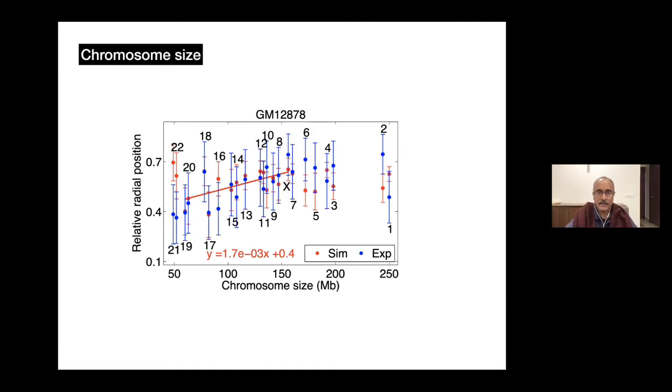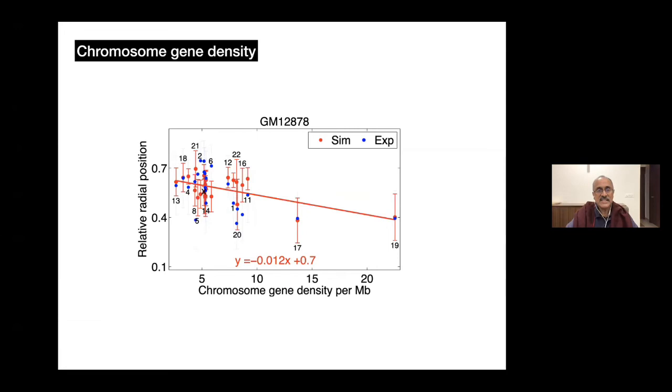Okay. Look at it now for the chromosome gene density. And this is gene density per megabase on the x-axis and relative radial position on the y-axis. And you can see that both experiment and simulation are more consistent with this type of behavior. You can see that chromosomes 17 and 19 are pretty much bang on the location between experiment and simulation. But the other points are also kind of consistent with this type of behavior.